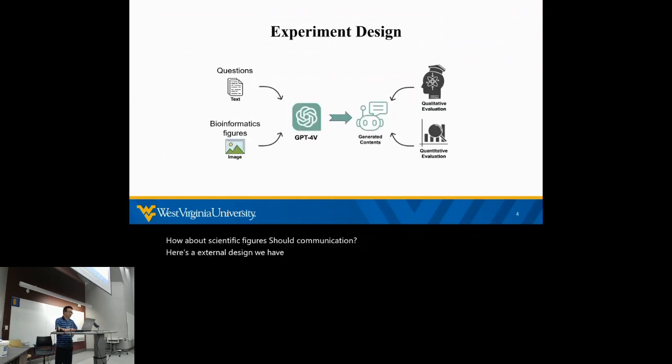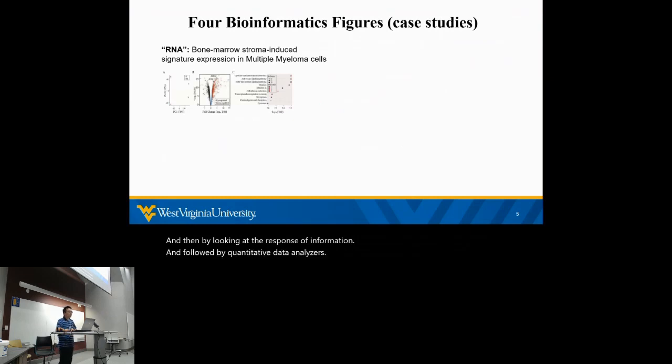Essentially, we send ChatGPT a bioinformatics figure with a list of questions. Then, by looking at the responses of GPT-4, we first did a qualitative data analysis, followed by a quantitative data analysis. We chose 4 bioinformatics figures in cancer research.